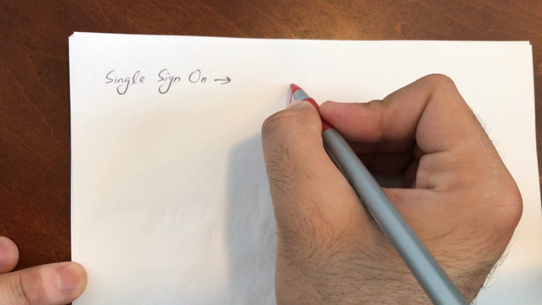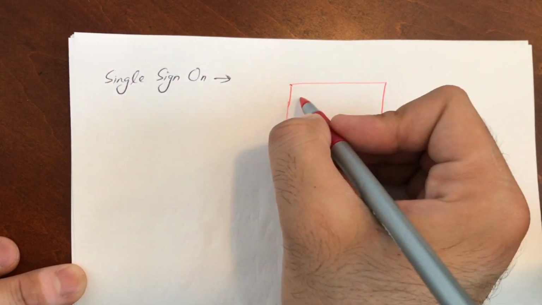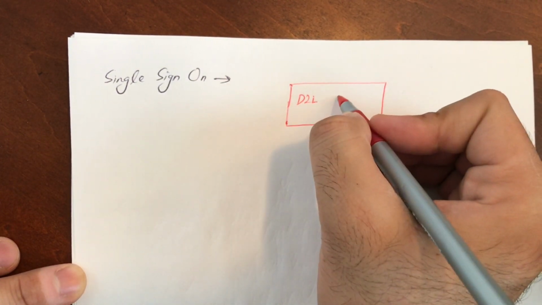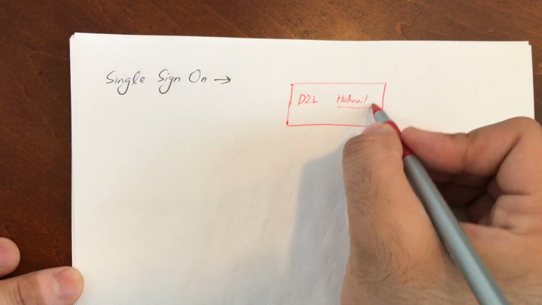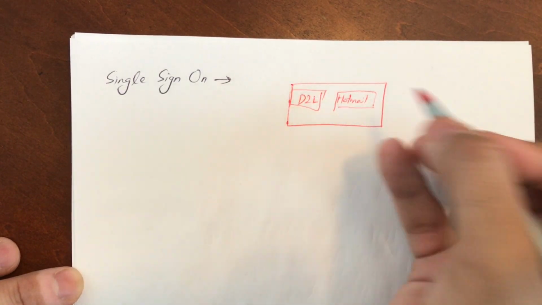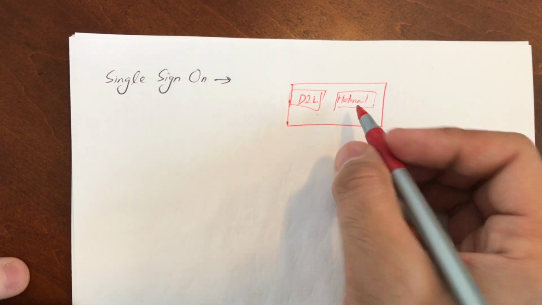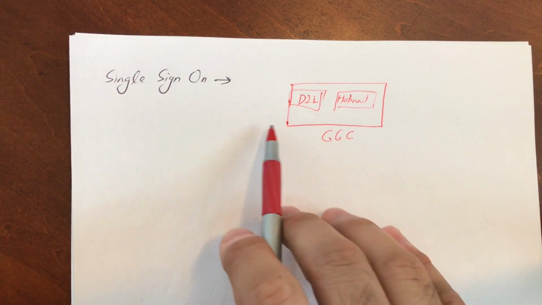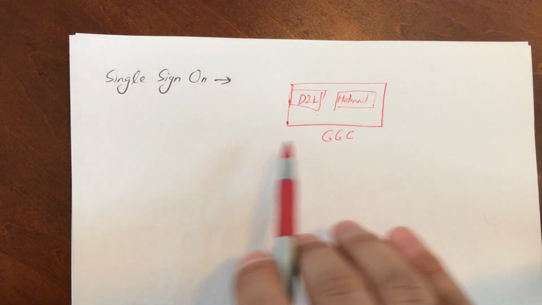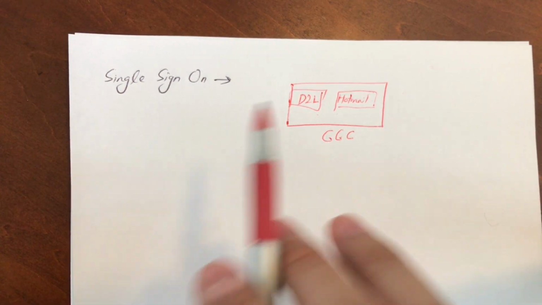Single sign-on is basically a newer technology that we use in a multi-vendor environment. For example, if you have multiple vendors' products under one roof. For example, in GGC we have D2L, we have Hotmail products like Hotmail, Teams and all that kind of stuff. Then we have some other stuff as well. So all these particular things are under one roof. GGC has everything under one roof, so we have multiple vendors' products under one roof.